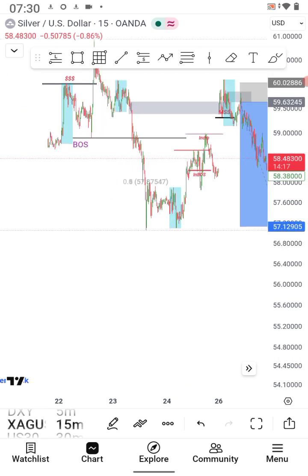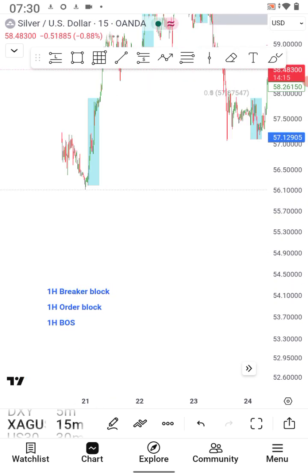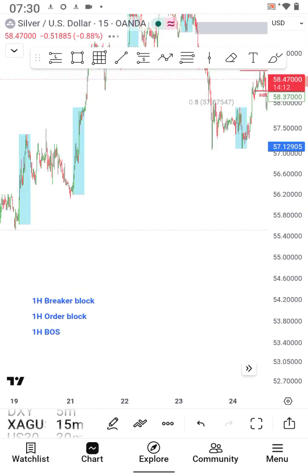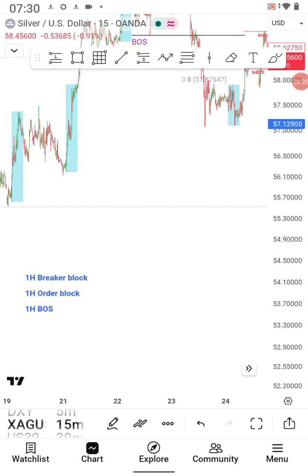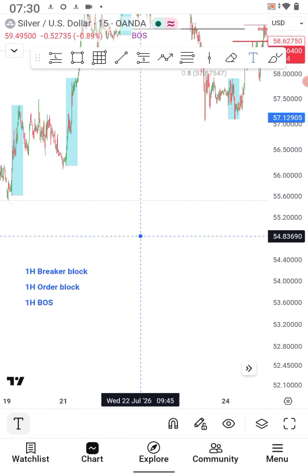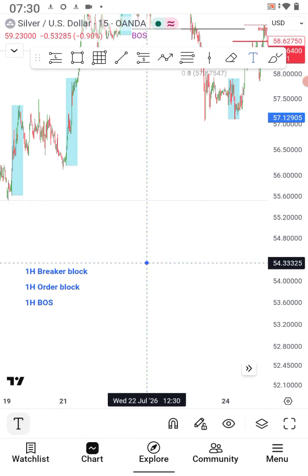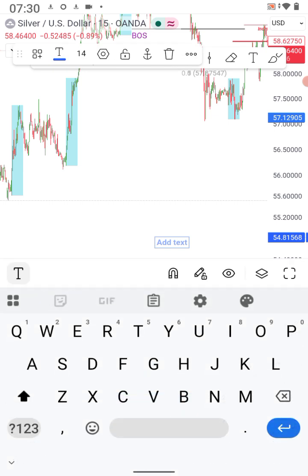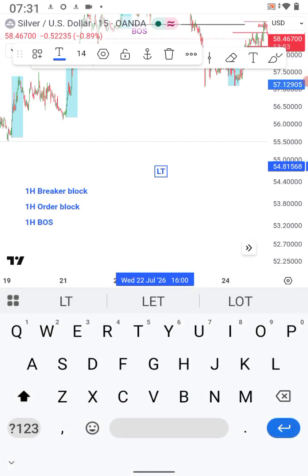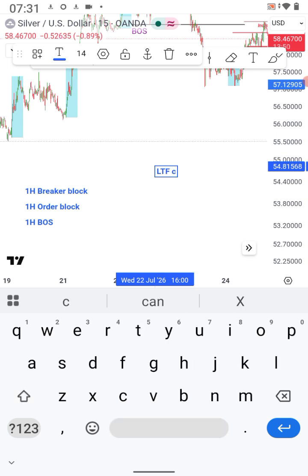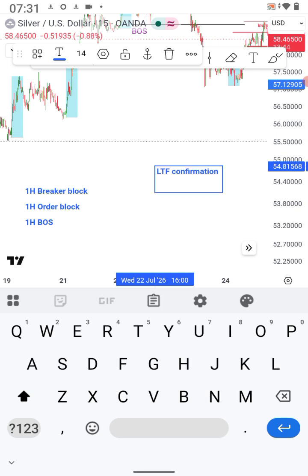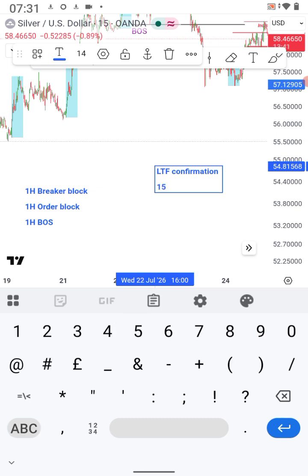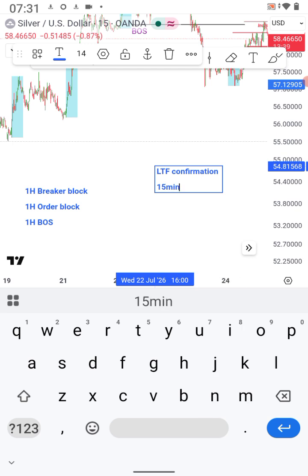So what are the things again that I look out for? Recap: 1 hour breaker block, 1 hour order block, 1 hour break of structure, then 15 minutes. So this is my lower time frame confirmation now. What do I look for? 15 minutes inducement.